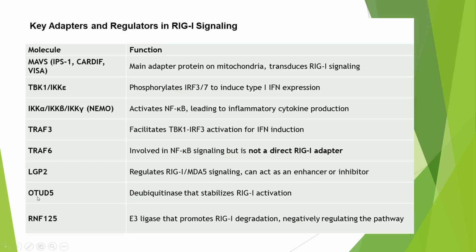So other than this, you also have your OTUD5 and RNF125. They have roles in activation and degradation of RIG1. Deubiquitination of RIG1 stabilizes it, and then the E3 ligase promotes RIG1 degradation, negative regulation. So activation and then regulation, both are required. So these are major regulators, the bottom three. The top ones are all either activators or adapter proteins which facilitate the activation of the signaling.